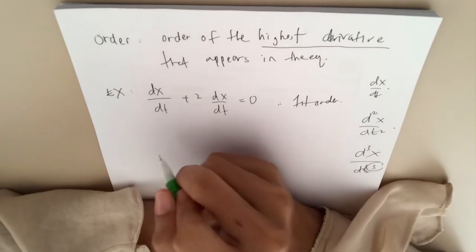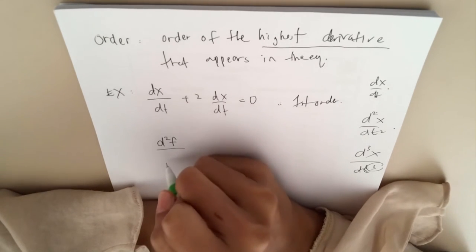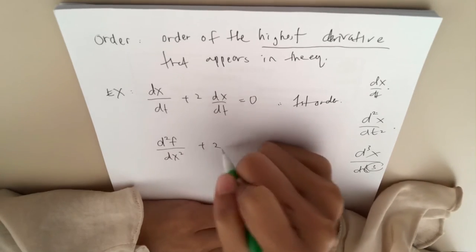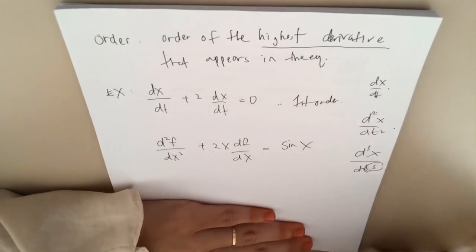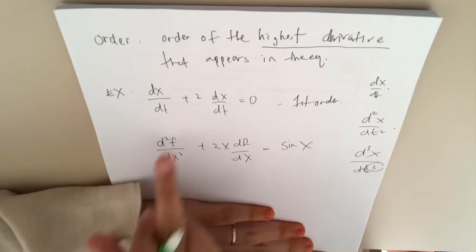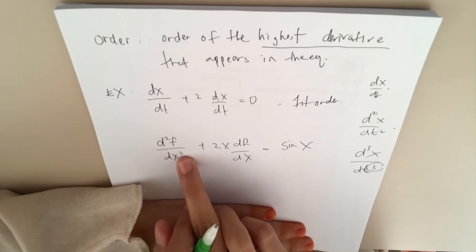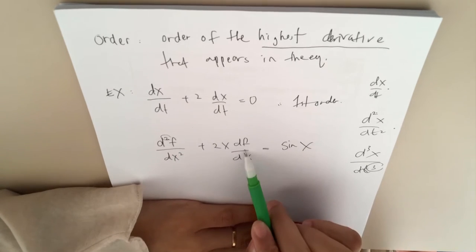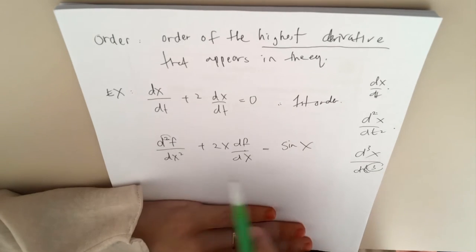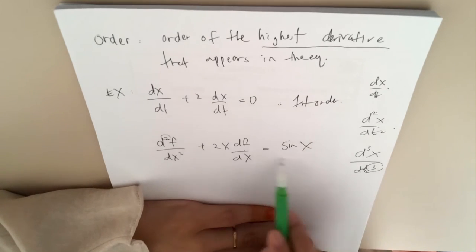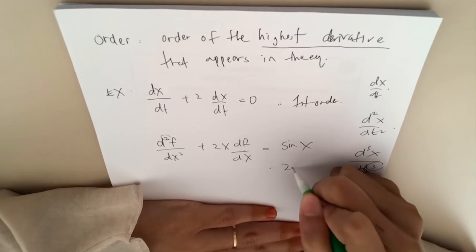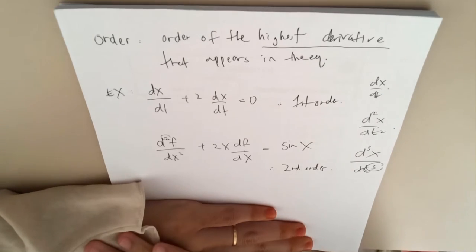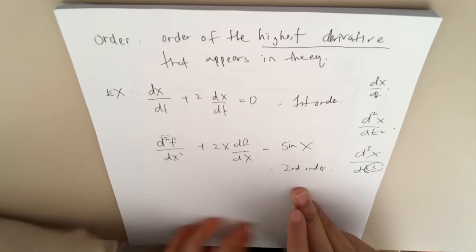Okay, alright. I give you another example. Let's say you have d square f over dx square plus 2x df/dx equal to sine x. For this term, the derivative is the second derivative. This is the first derivative. So the highest derivative involved in this equation is 2, right? Second. Therefore, this equation is second order.